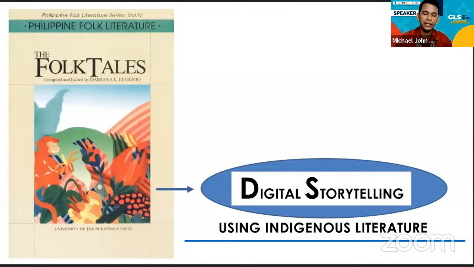And usually, indigenous literature is written in the form of what? A poetry, a folklore, or a folk tale. Now we have concepts here other than poetry: folklore and folktale. Do you think they're the same? Do you think these two concepts, folklore and folktale, are the same? We'll see about that.